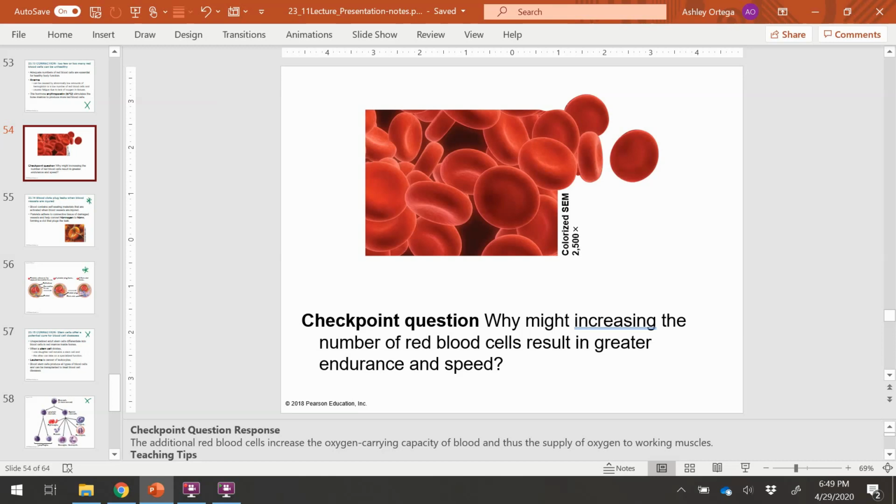Here, our checkpoint question asks us, why might increasing the number of red blood cells result in greater endurance and speed? The additional red blood cells carry more oxygen, and so that oxygen supplying the working muscles allows them to work quicker and faster.